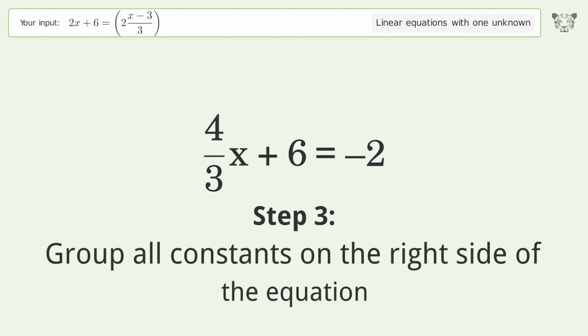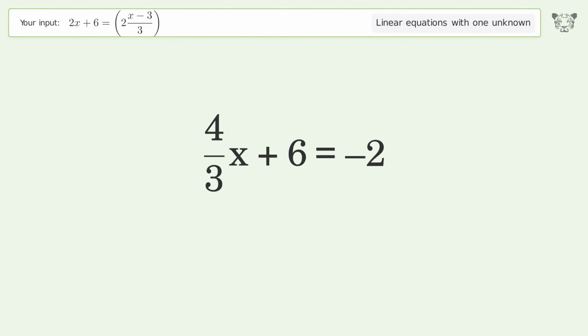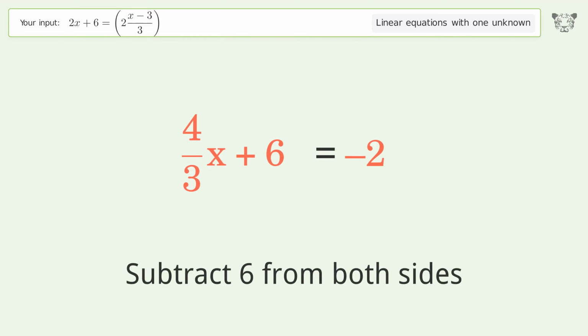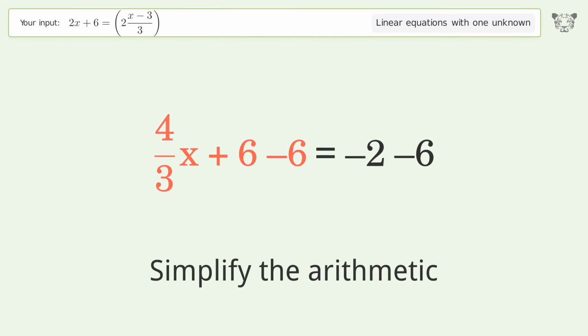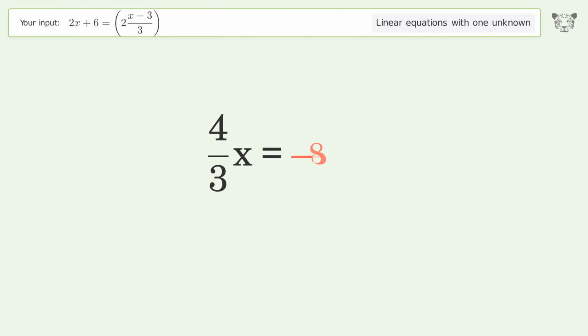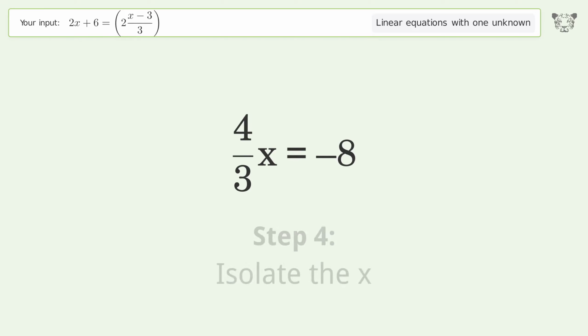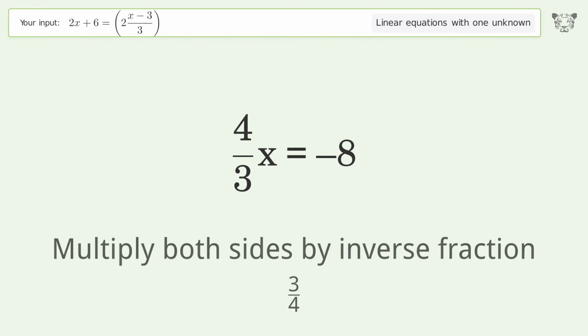Group all constants on the right side of the equation. Subtract 6 from both sides. Simplify the arithmetic. Isolate the x. Multiply both sides by inverse fraction 3 over 4.